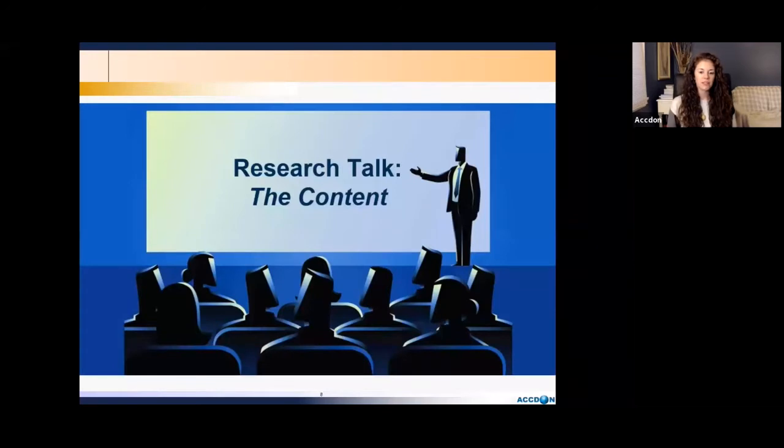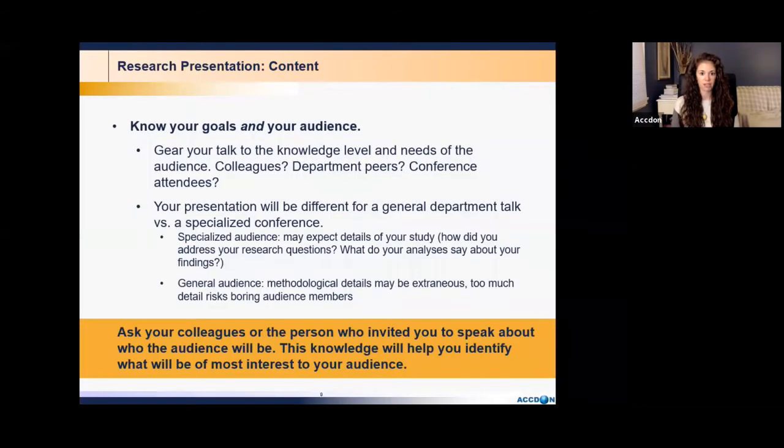The first part of this presentation is, again, about the content. This is the slides, how you're going to present what's on those slides, and what's important in developing an engaging scientific presentation. First and foremost, it is important to know not only your goals, but also who you're talking to, the audience. You must gear your talk to both the knowledge level and the needs of the audience.